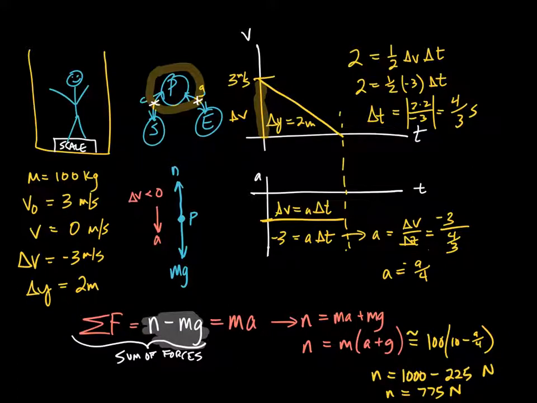If you wanted to convert that to pounds, 1 newton is roughly a quarter pound. Obviously, it's not 775 pounds, but 775 newtons, which is our unit for these sort of things. So that's the gist of number 1 in the homework. Any questions on that?